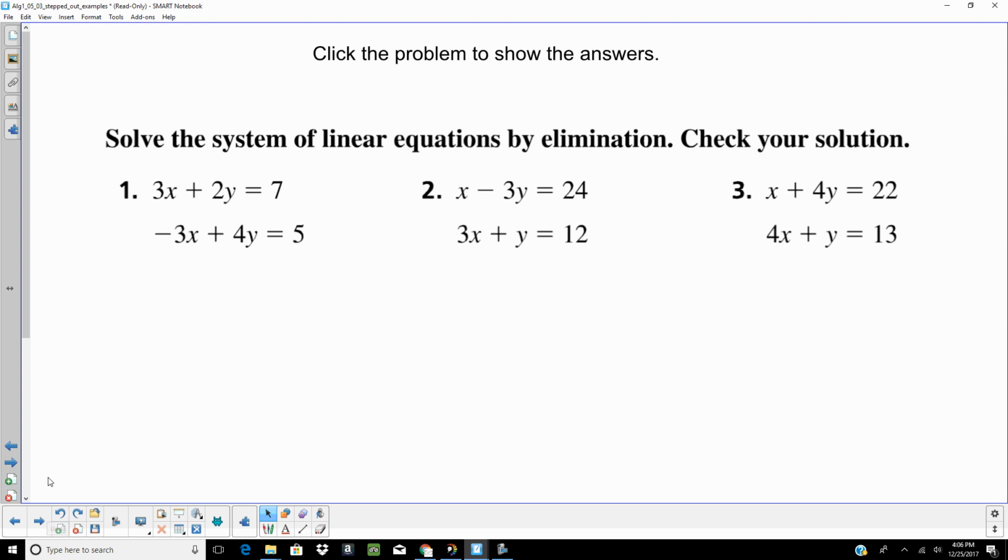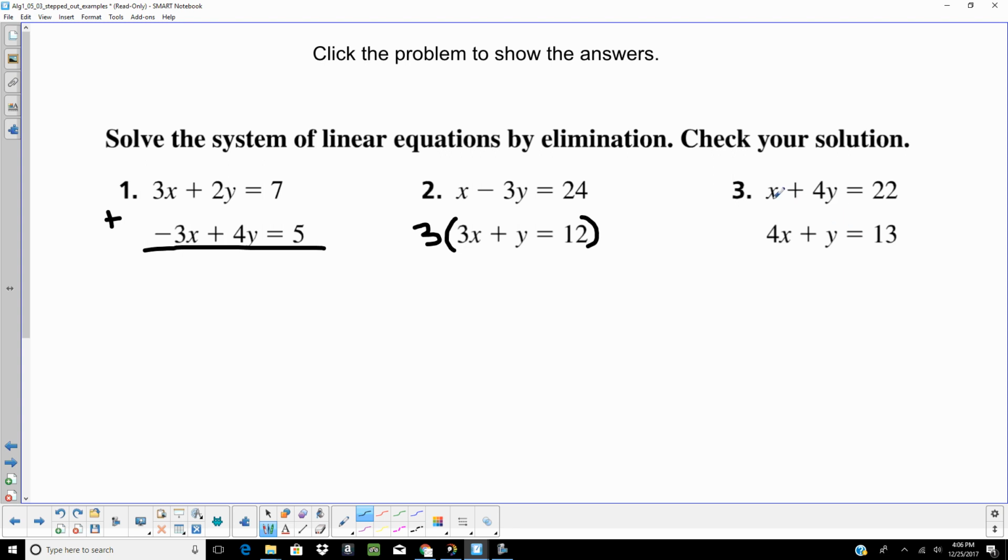All right. I'm going to get you started a little bit on these and then ask you to hit pause and try them on your own. So on this one, you already have opposite coefficients, positive 3, negative 3. So you can go ahead and just add those two equations together and eliminate those x's. On this one, we don't have anything that's opposite, or no opposite coefficients. I have a negative 3 right here. The opposite of negative 3 is positive 3. So I'm going to multiply this bottom equation by 3.